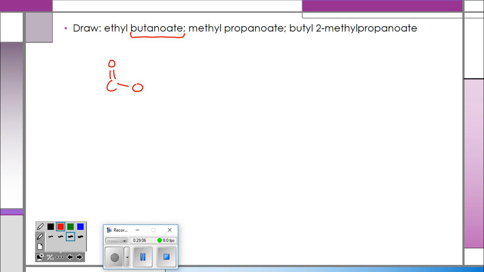But this is the group that goes in the middle. And on this side, there should be 4 carbons. The first one is the one that's double bonded to oxygen. Then there should be 3 more. Now you can certainly do line diagrams. Just keep in mind if you're doing a line diagram and you need to know how many hydrogens there are, that might be tricky. On the other side of this group, you put ethyl. Ethyl is CH2, CH3. That's ethyl butanoate.